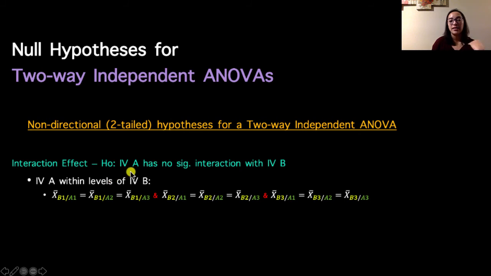But when we have a significant interaction, we will go through and do some crazy stuff in SPSS where we regenerate the output so that it includes two different types of interaction comparisons. We can either look at independent variable A within levels of independent variable B, in which case these are kind of the null hypotheses that we would assume, right? So within group 1 of independent variable B, we can see are the means of all of the levels of independent variable A equal to each other. And then we would do the same thing for level 2 and 3 of independent variable B.